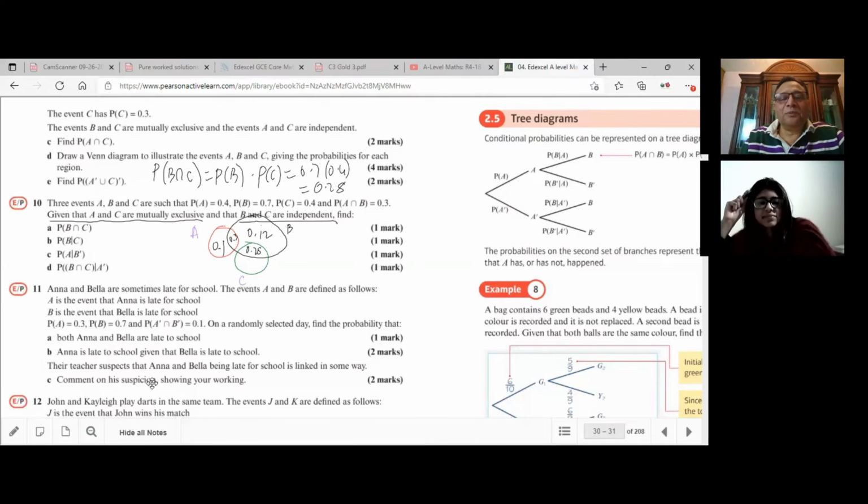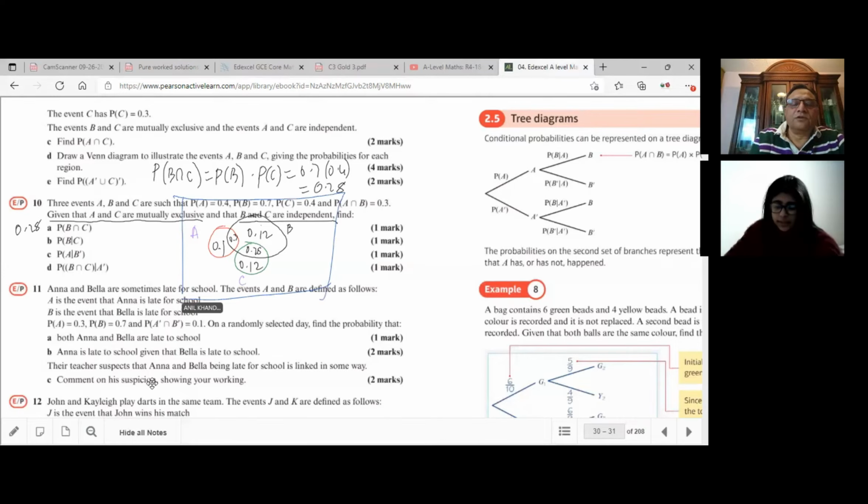Now the probability of C is 0.4. So from 0.4 we have to take away 0.28, and we get 0.12. So that becomes our Venn diagram. And now we can answer, what is the probability of B intersection C? Well, we just figured it out, 0.28. I'm just trying to find the outside. Okay, the outside is 0.08.